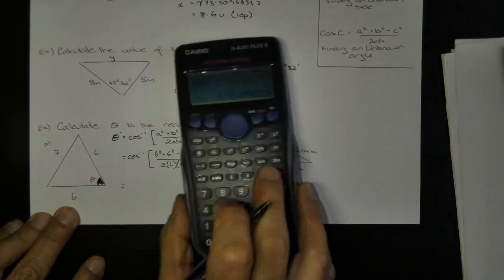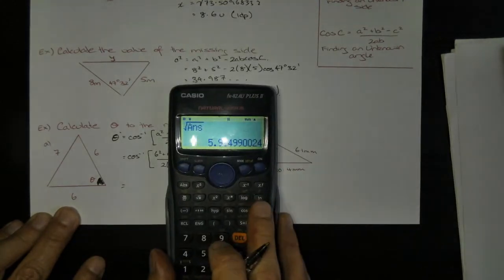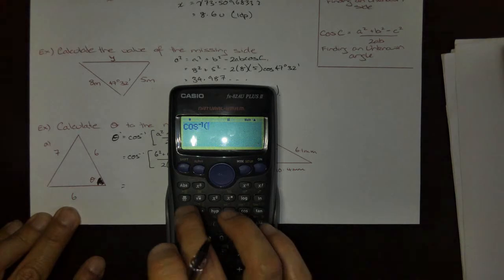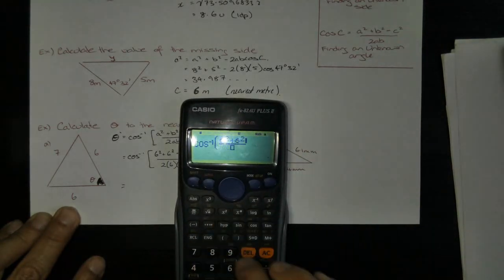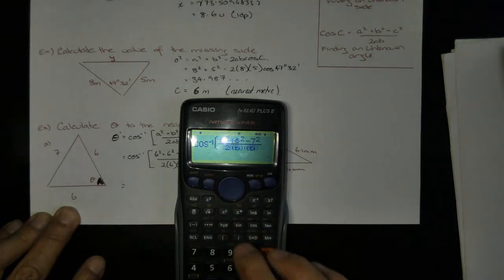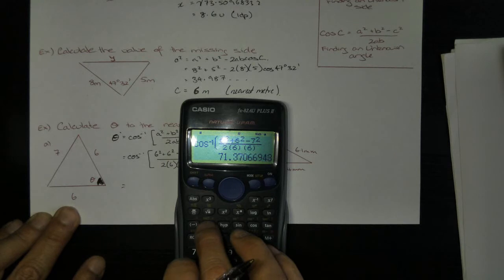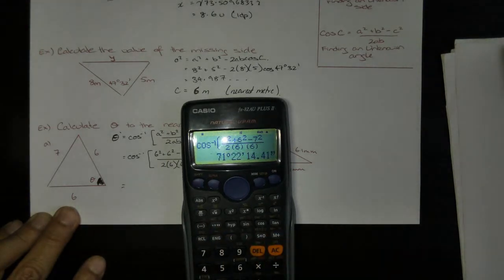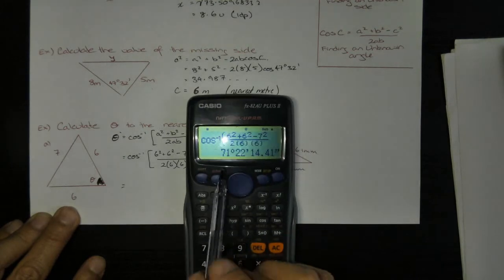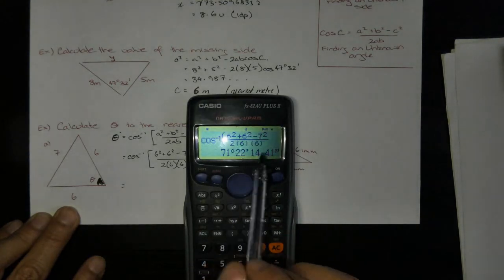Okay, so if we're going to plug this into a calculator, so shift cos, we've got 6 squared plus 6 squared minus 7 squared over 2 lots of 6. Remember, it's a degree, so we've got to press degrees minutes seconds. They want it to the nearest minute, so 71 degrees and 22 minutes.